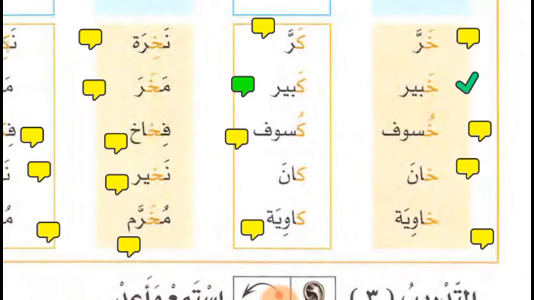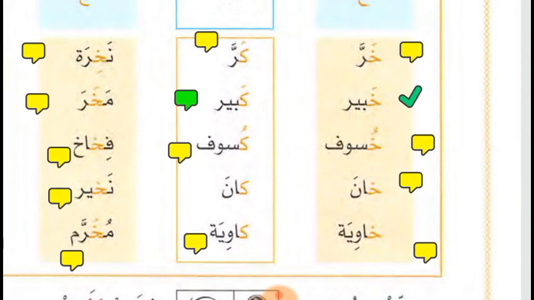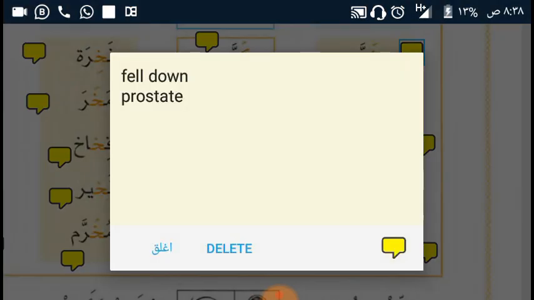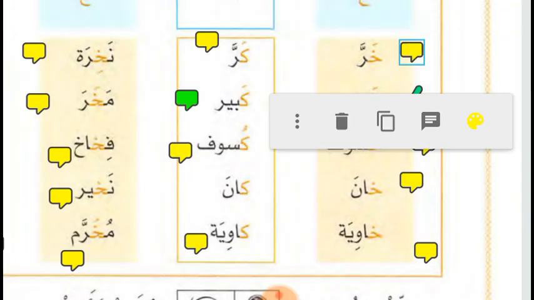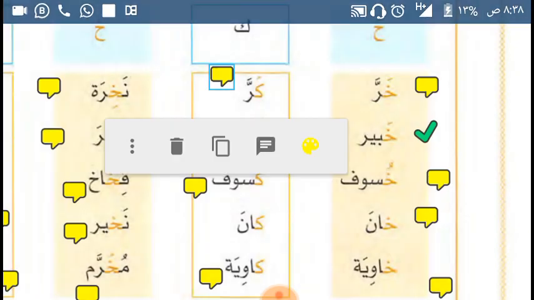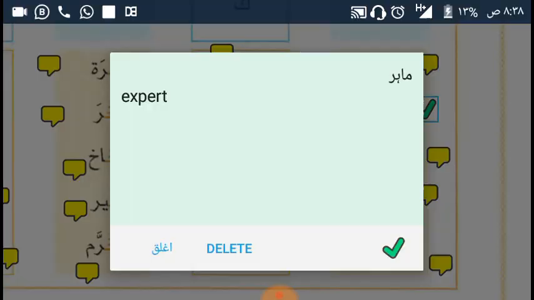Okay, now I will read the meaning of all these words. If you want to memorize this meaning, then watch the video, and in that video you will see all these meanings in written form on the screen. Okay, now I will just read this meaning. Khara means fell down, prostrate. Kara means retreat.